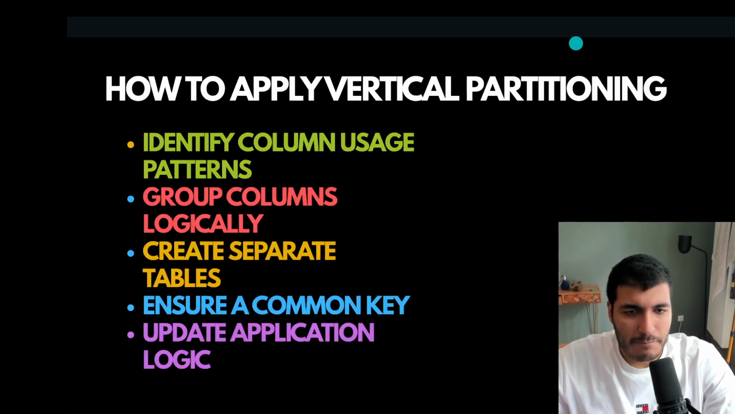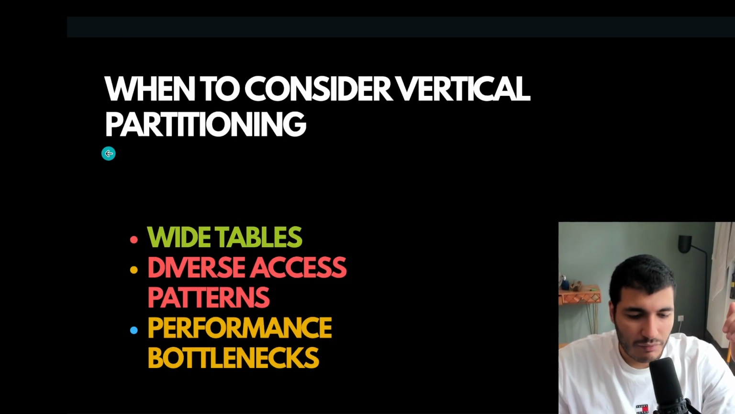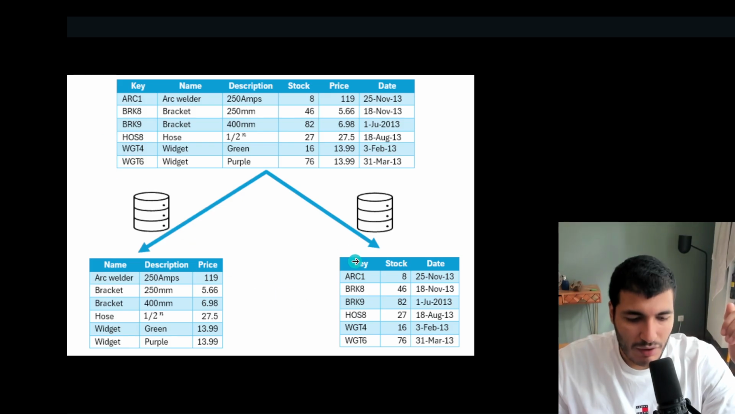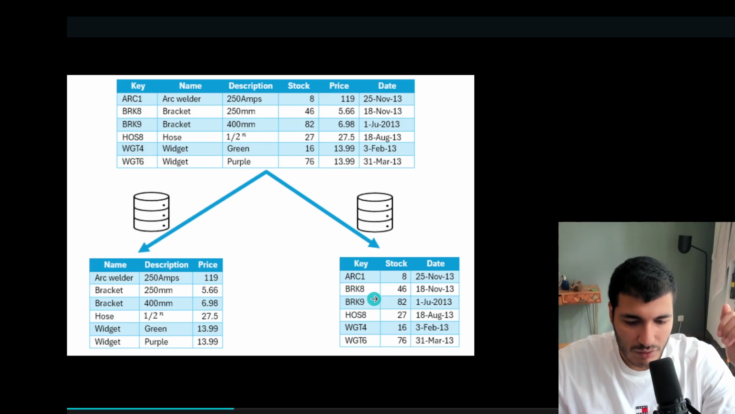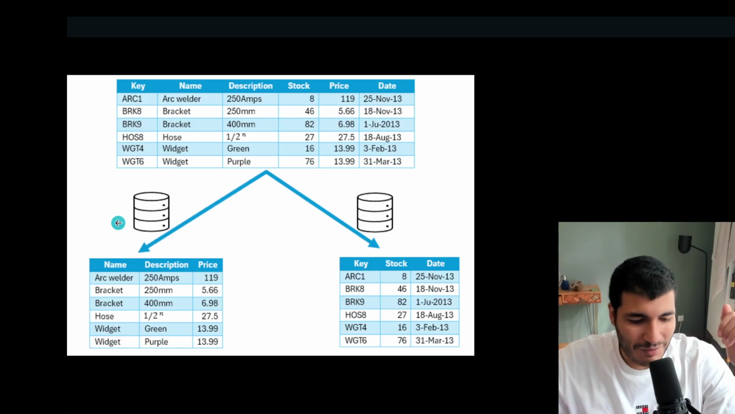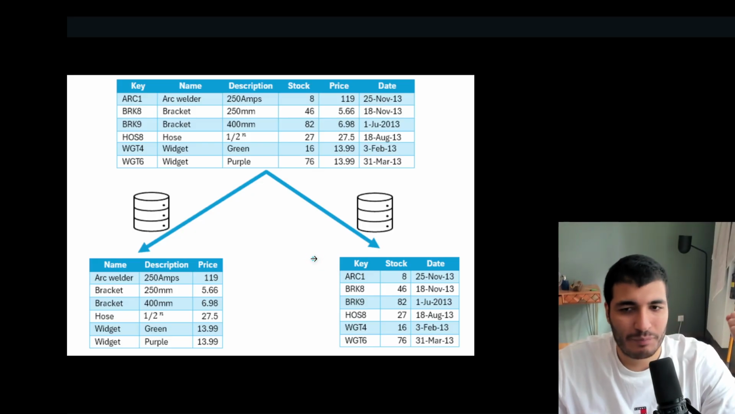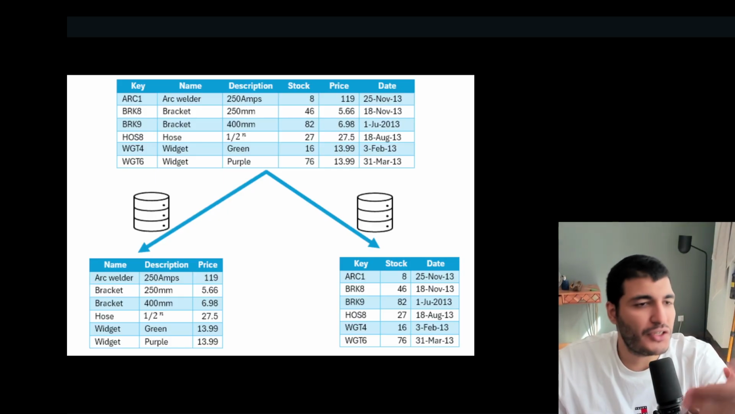Okay. Next, we ensure a common key. It's absolutely essential that each of your newly partitioned tables shares a common primary key. In our example here, we have the key. It should be the same key because it will make the join process easier to do.